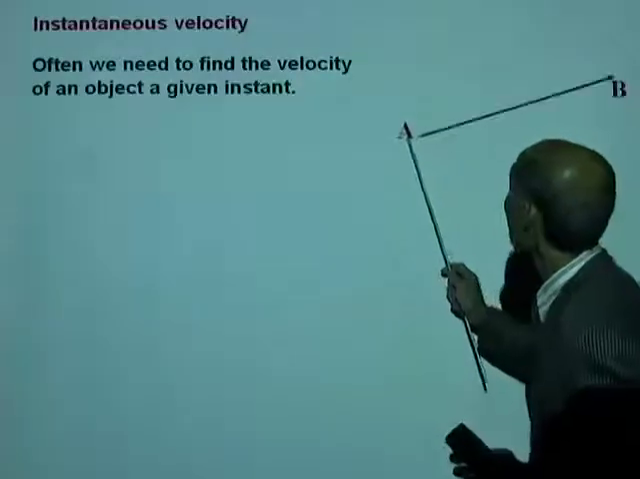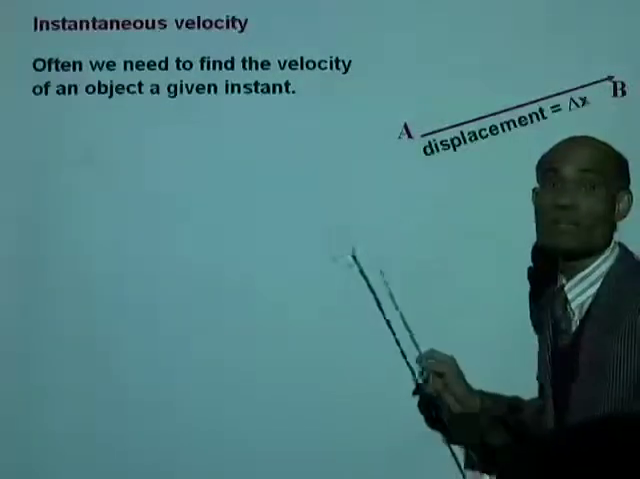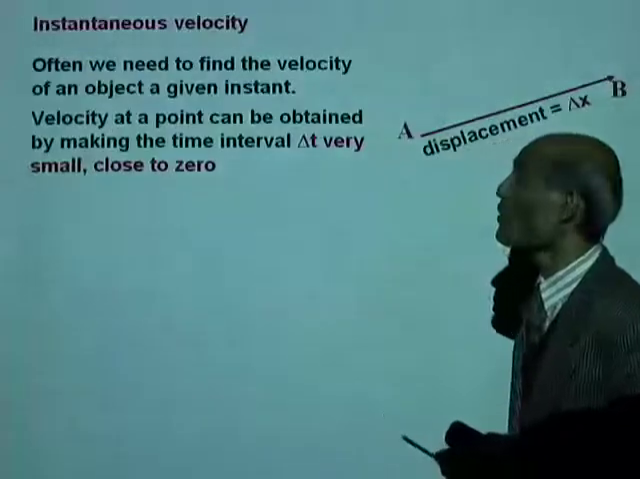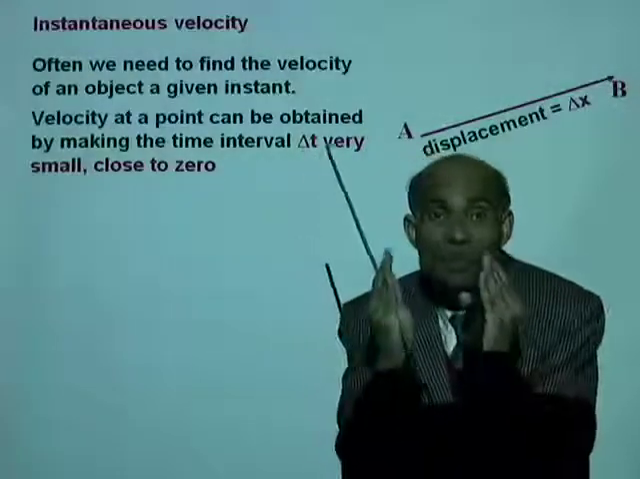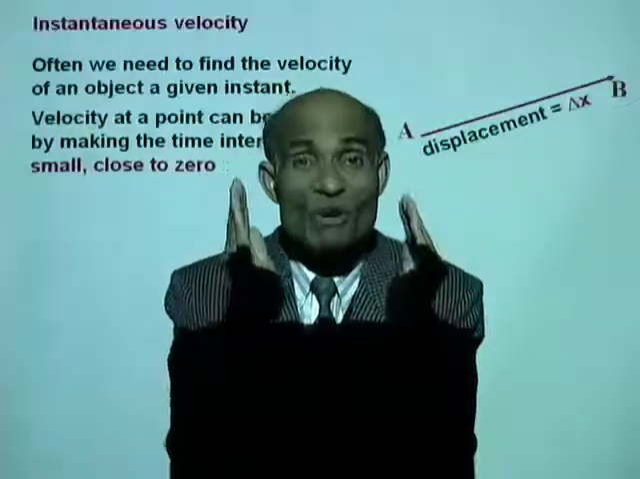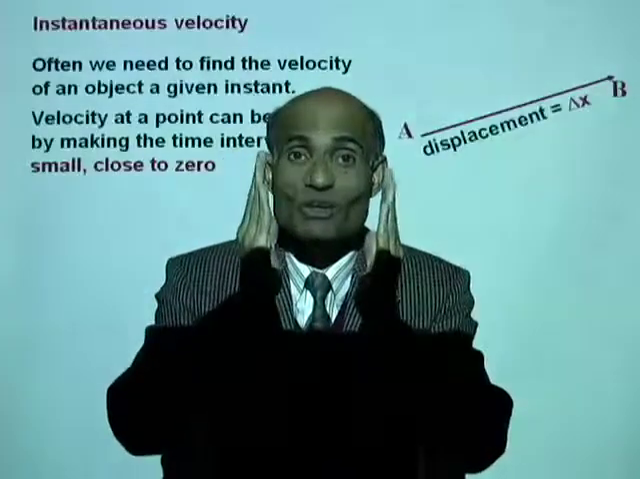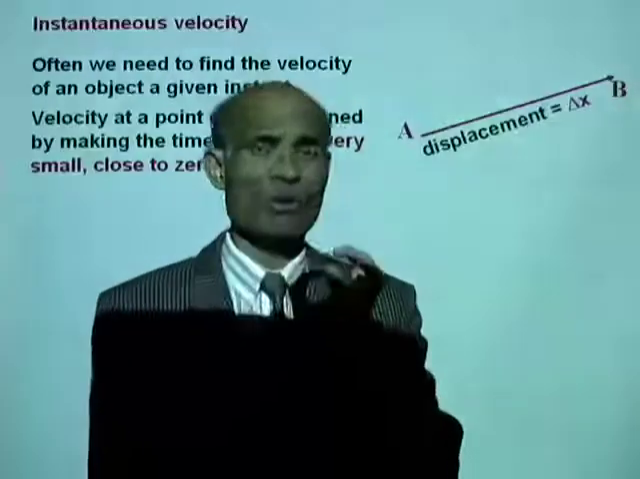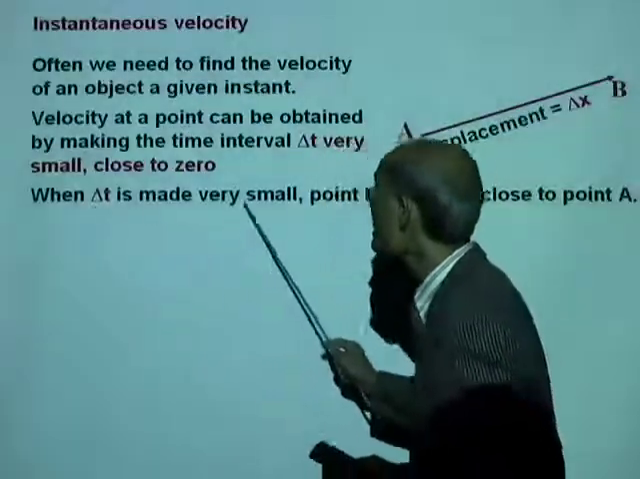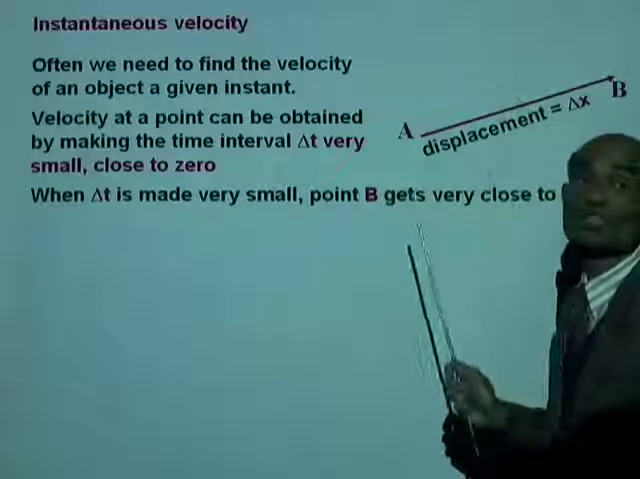Now, we go back to the same example. The object is displaced from A to B, and the displacement is delta x. Velocity at a point can be obtained by making the time interval shorter and shorter. You see, we want to find the instantaneous velocity, velocity at a particular instant. So what do we do? Make that time interval shorter and shorter, very close to zero. It cannot be zero, but make it as close to zero as possible. When delta t is made very small, what happens? The point B will come closer and closer to point A.